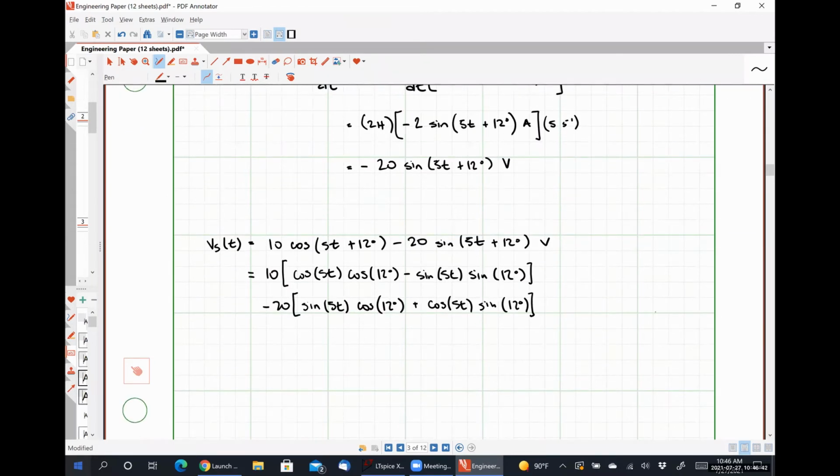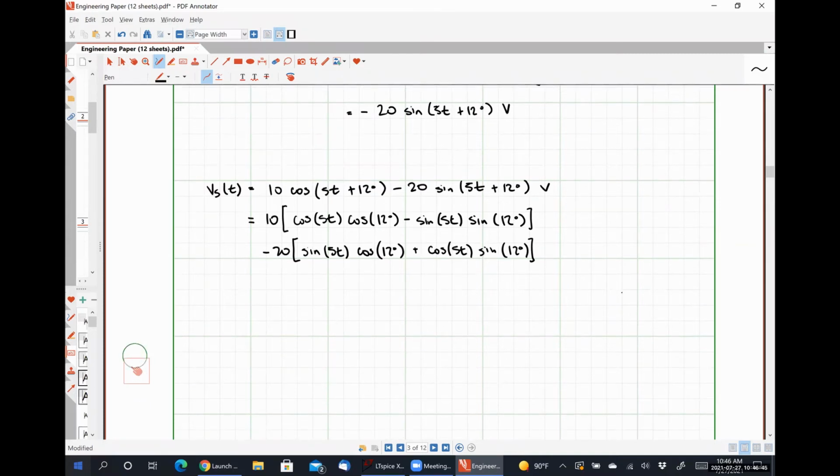All right, so what I'm going to do now is I'm going to try to group up like terms here. And so what I mean by that is I can see pretty easily that I have 10 times cosine of 12 degrees minus 20 times sine 12 degrees, multiplied by cosine of 5t. And I also have, let's see, I got to make sure I get my signs here right.